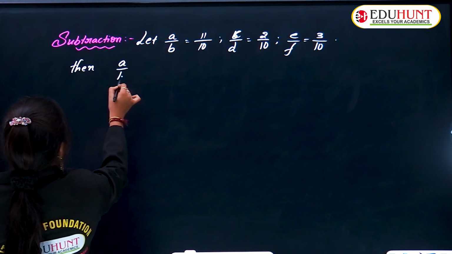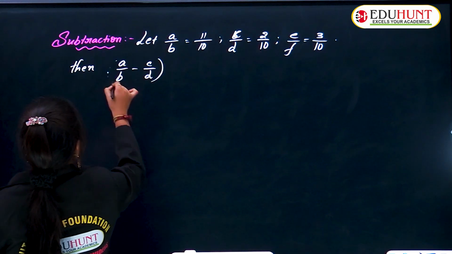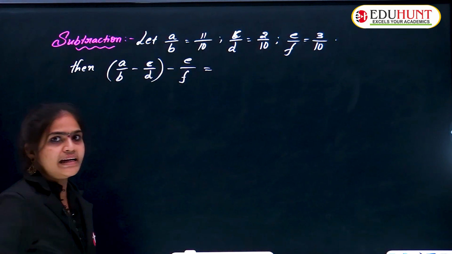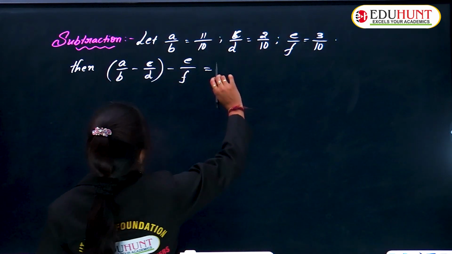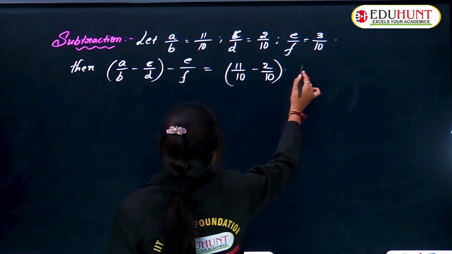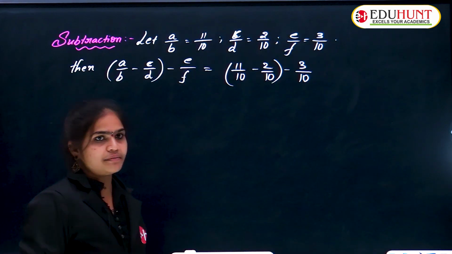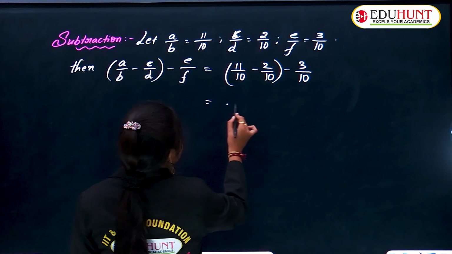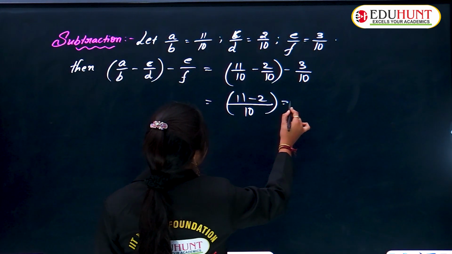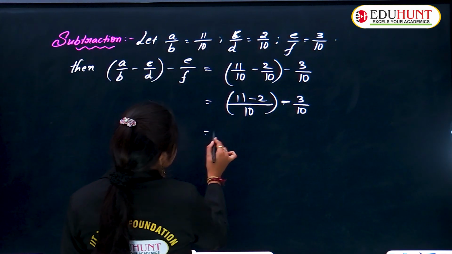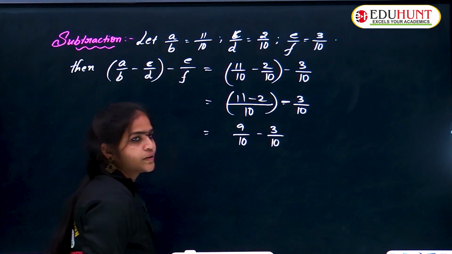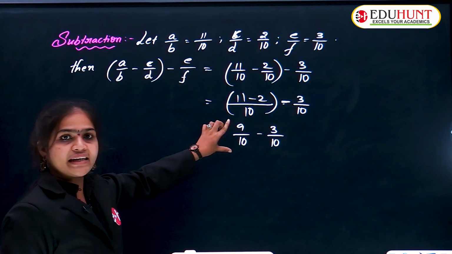First, A by B minus C by D. From this you have to subtract E by F. That first one equals 11 by 10 minus 2 by 10, and from this resultant you have to subtract 3 by 10. Clear? The denominator stays 10. 11 minus 2 is 9, so 9 by 10 minus 3 by 10. After simplifying this, we got 9 by 10.